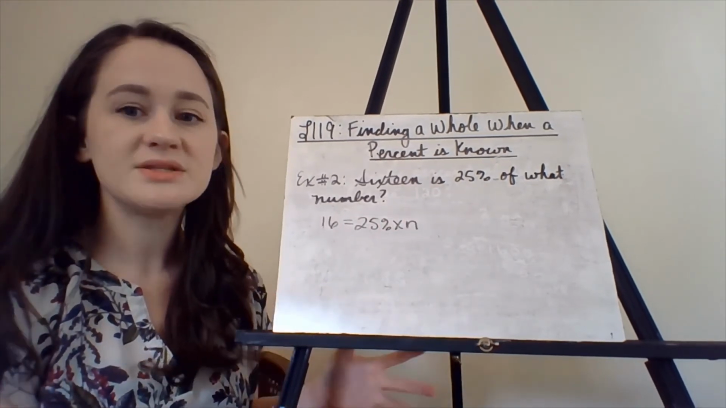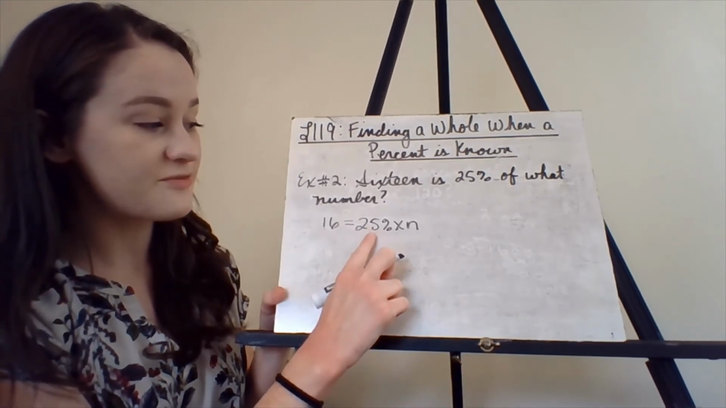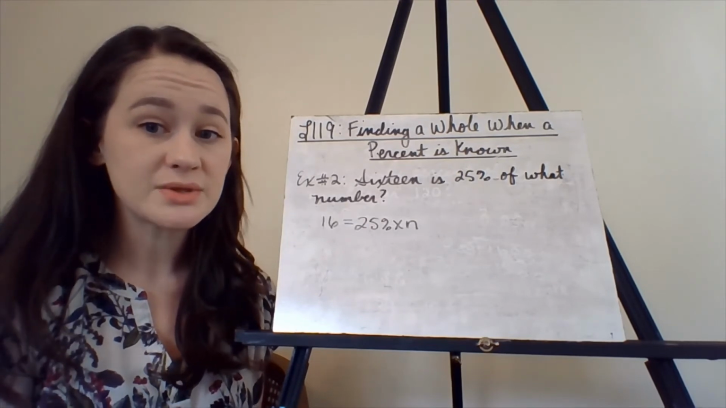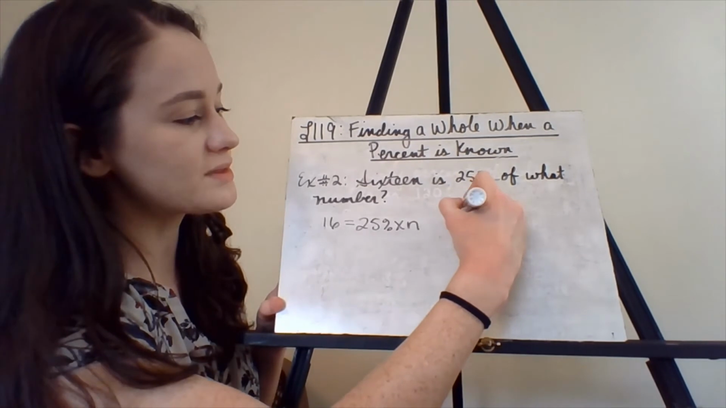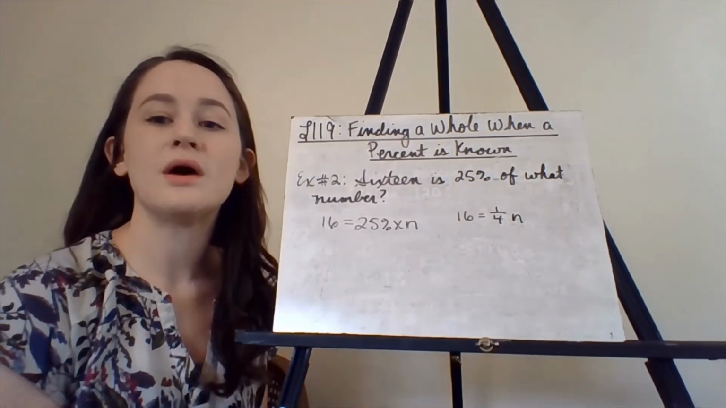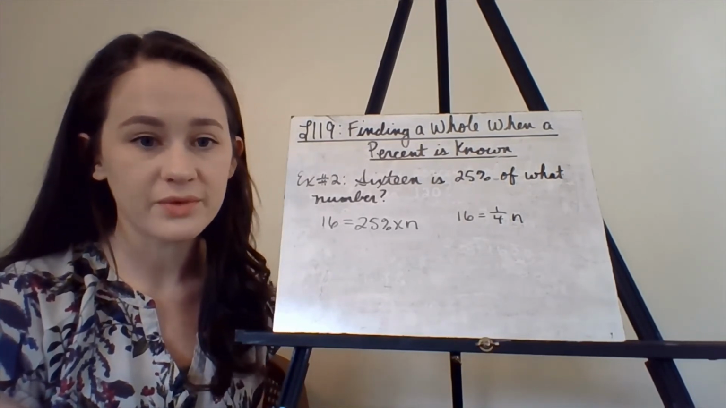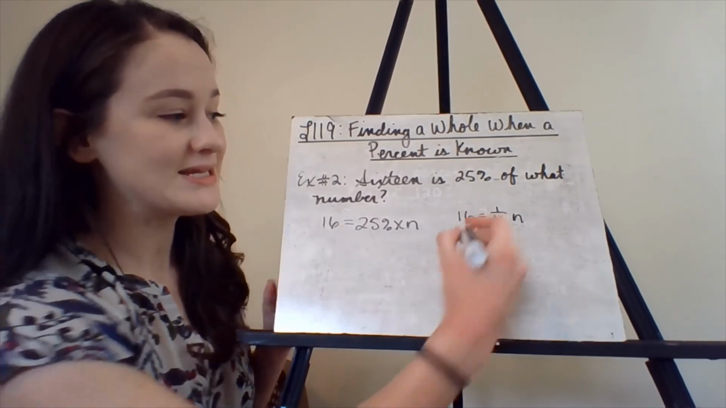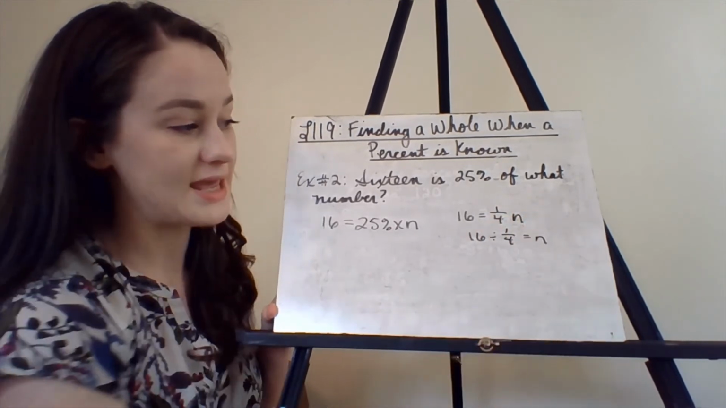From here, we can change it to make it a little bit easier to work with. We know that 25% could be represented by the decimal number 25 hundredths, or it could be represented by the fraction 1/4. So let's work with it as a fraction this time. So we know that 16 equals 1/4 of n, or 1/4 times n. So we can solve this by dividing 16 divided by 1/4 equals n.